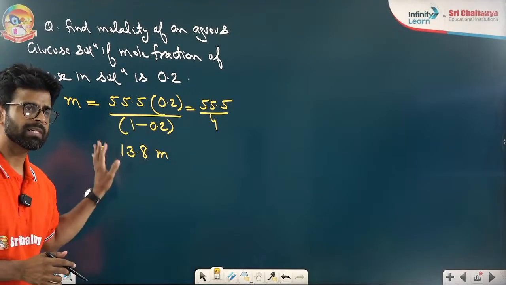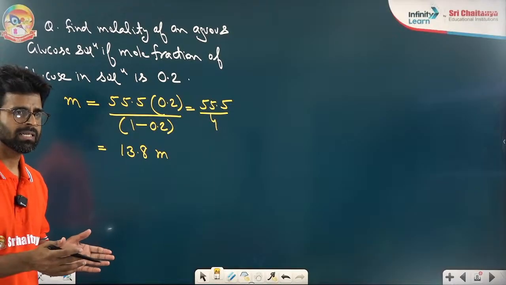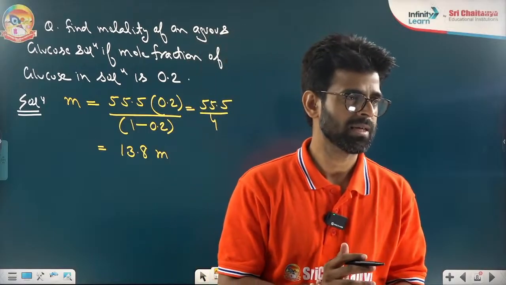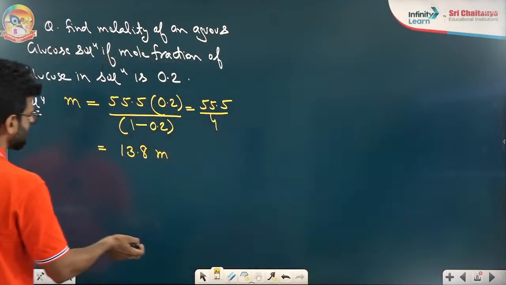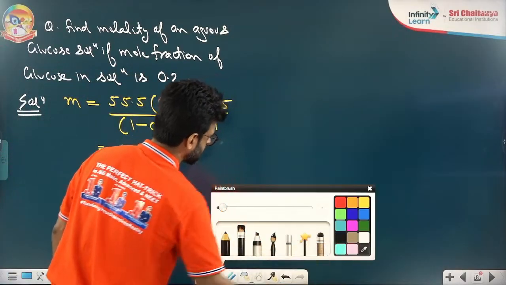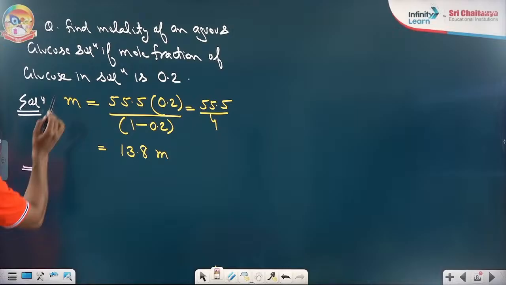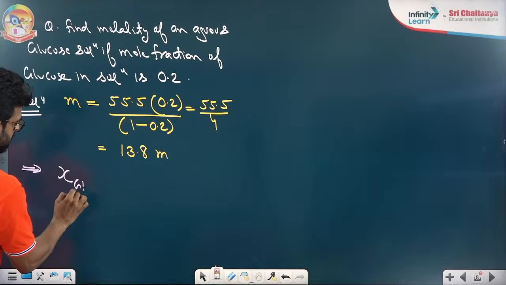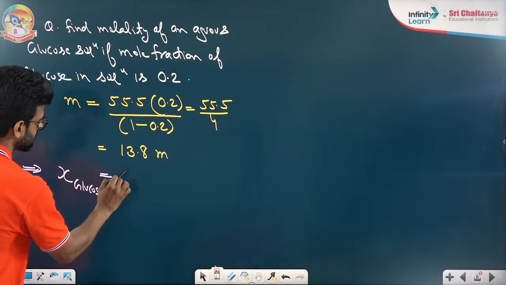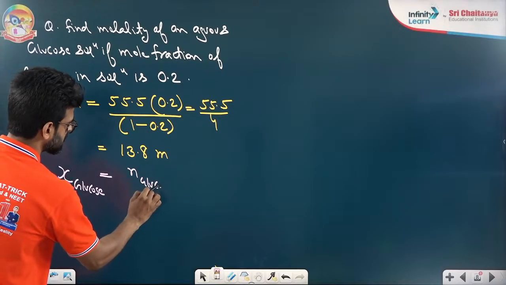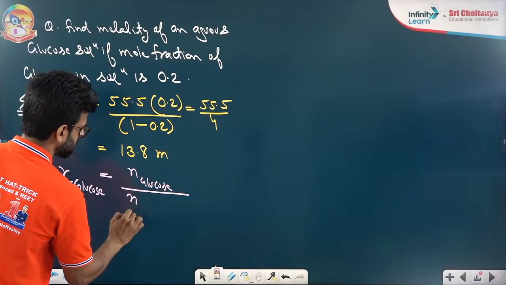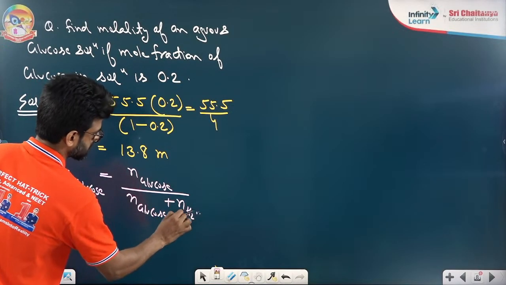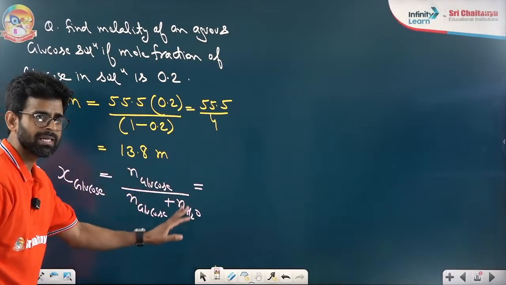If you remember the shortcut, it's very easy, right? But by chance, if you forgot the formula, we can still go the long way. It will take a little extra time. They gave you the mole fraction of glucose. Mole fraction of glucose means moles of glucose divided by moles of glucose plus moles of water.